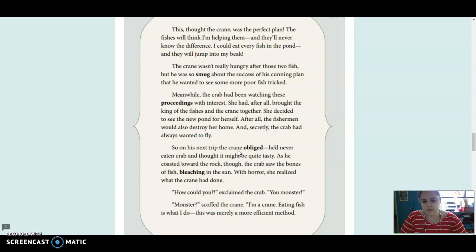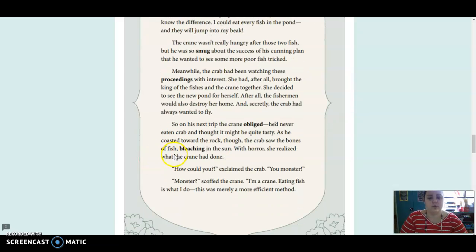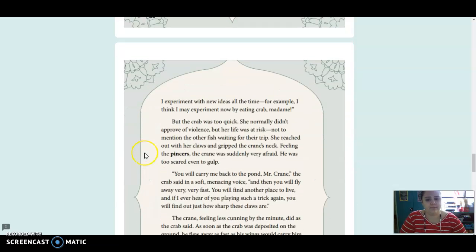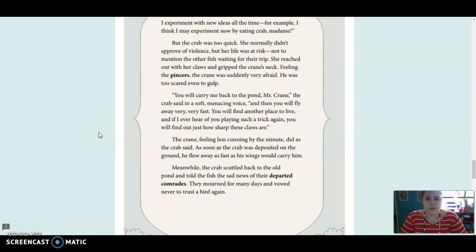As he coasted toward the rock, though, the crab saw the bones of fish bleaching in the sun. With horror, she realized what the crane had done. "How could you?" exclaimed the crab. "You monster!" "Monster?" scoffed the crane. "I'm a crane. Eating fish is what I do. This was merely a more efficient method. I experiment with new ideas all the time. For example, I think I may experiment now by eating crab, madame."